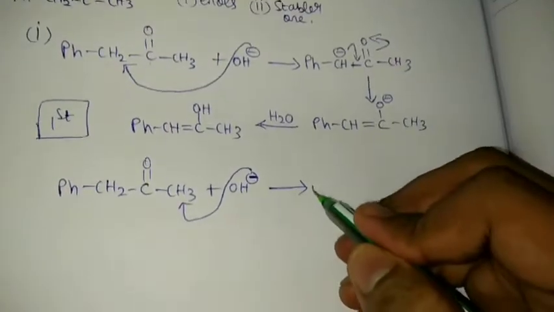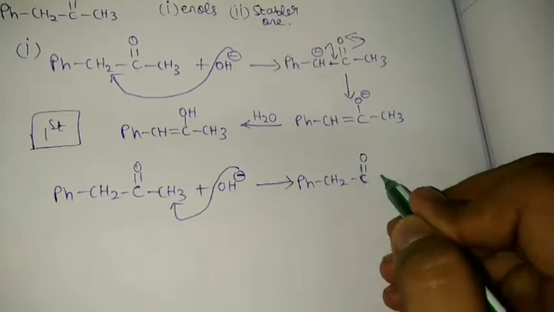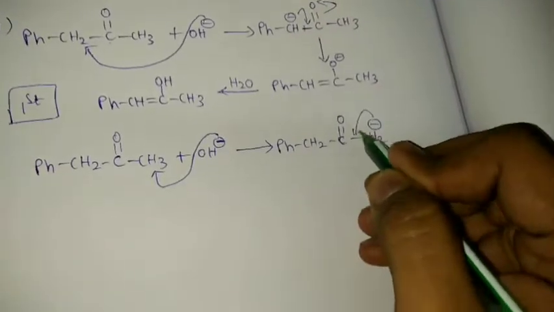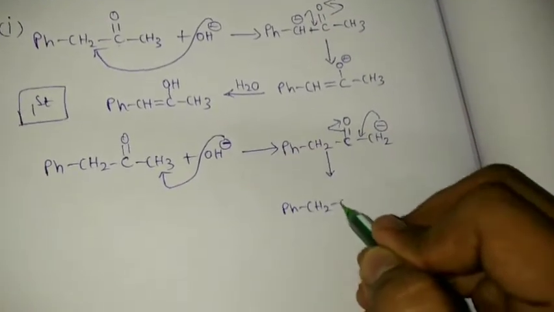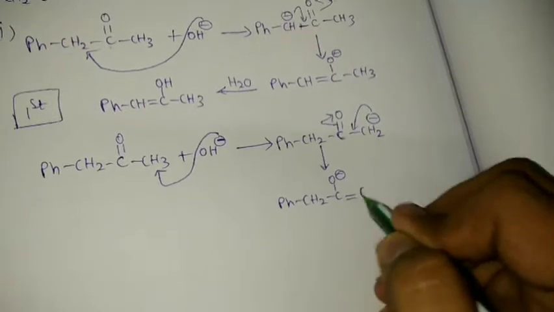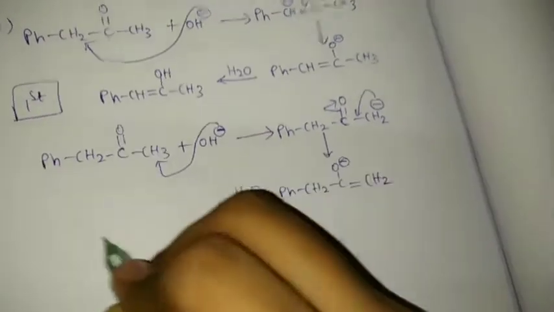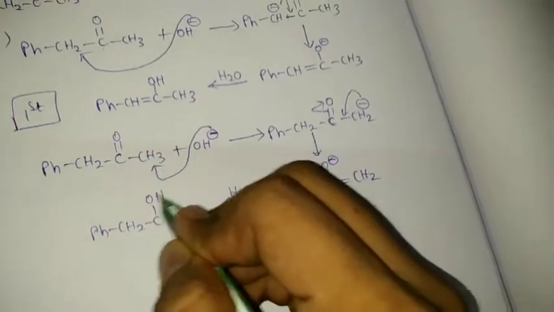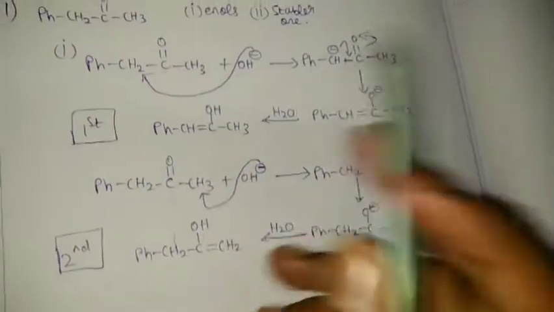When you attack here, you get Ph CH2 C double bond O CH2 minus. Now it will rearrange like this: it will go to C O minus double bond CH2. You take H2O. So this is the second product. It's as simple as that, so you are getting two products.